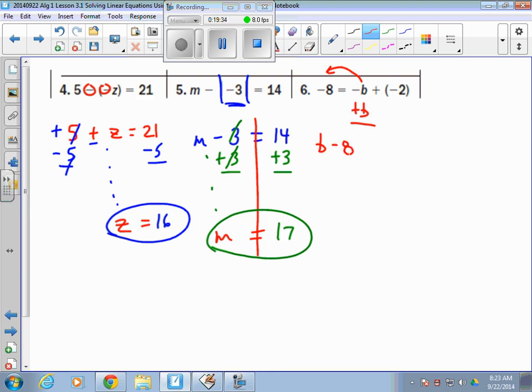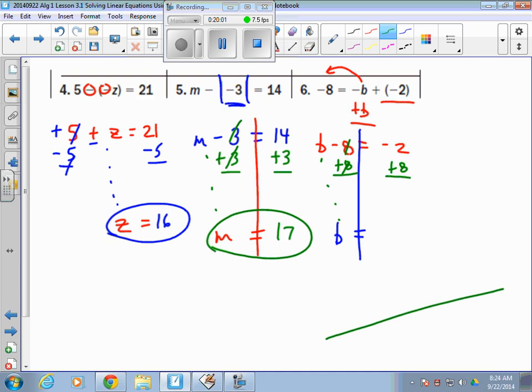Negative 8 is equal to, it says plus a negative 2. That means minus or negative 2. Now we have a simple equation. This was a multi-step, but it's a simple equation at this point. You still have a left side and a right side. Your goal is still to make it say b equals all by itself. Undo minus 8 by adding 8. If you add 8 to the left, add 8 to the right side. It'll cancel the left side and leave you with b.